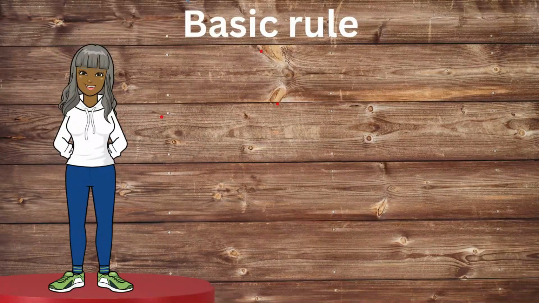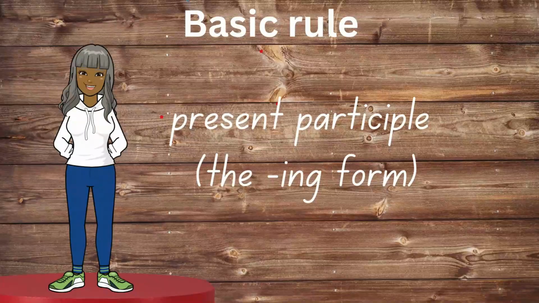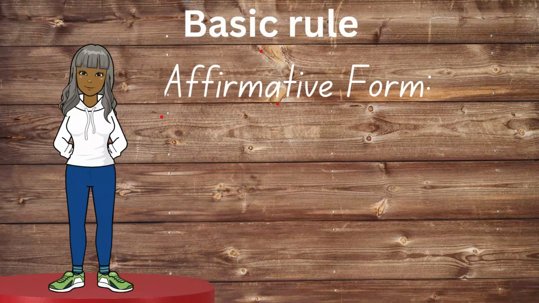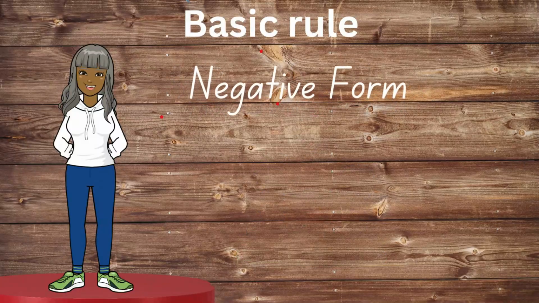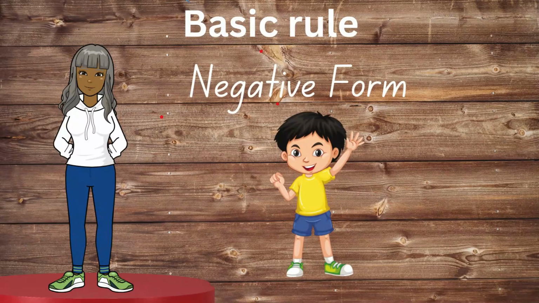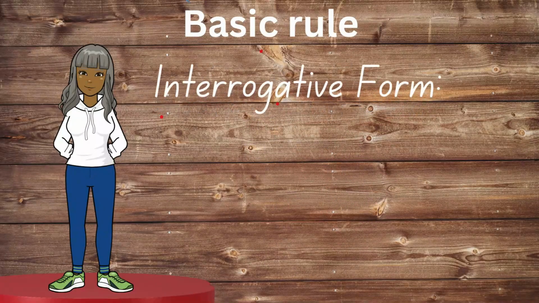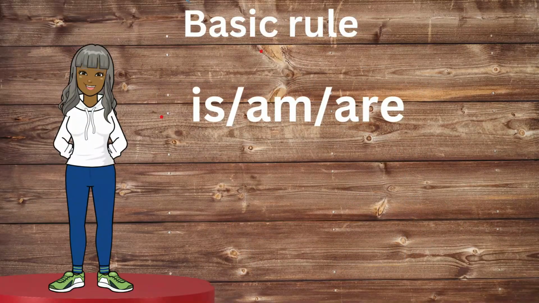The basic rule for the present continuous tense involves using the present participle, the ing form, of the main verb in combination with the appropriate subject. Here's the general structure. Affirmative form: I am studying. She is working. They are playing. Negative form: I am not studying. She is not working. They are not playing. Interrogative form: Am I studying? Is she working? Are they playing? Remember, the choice of am, is, or are depends on the subject of the sentence.